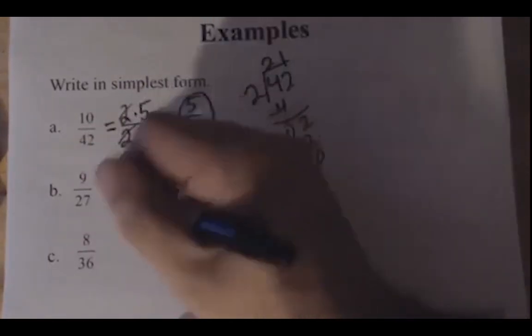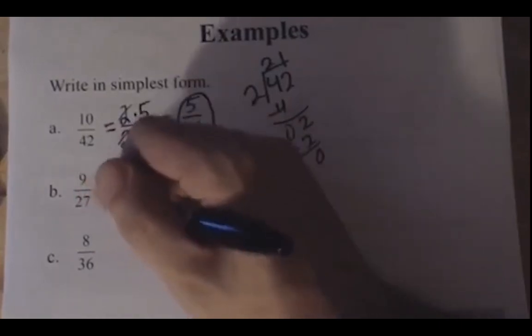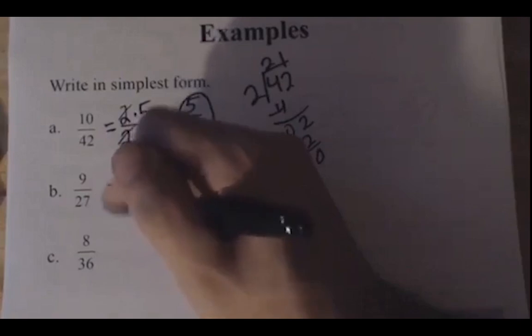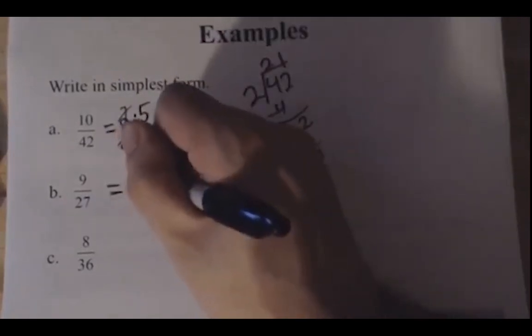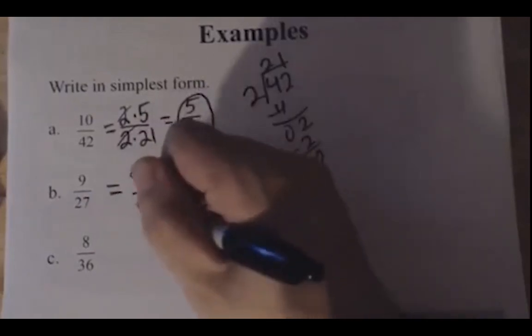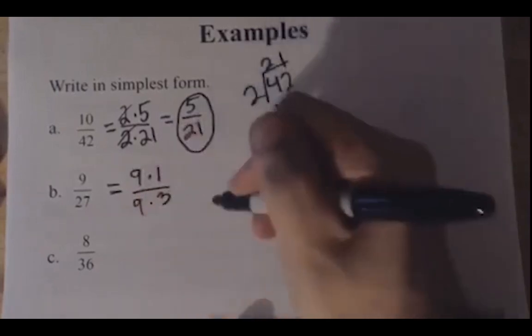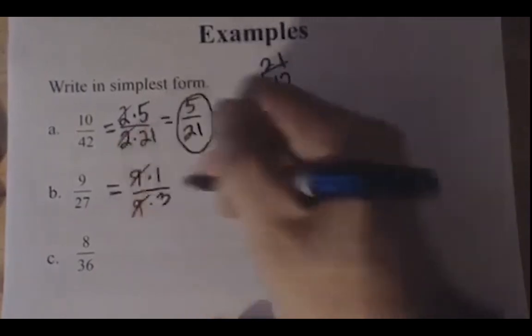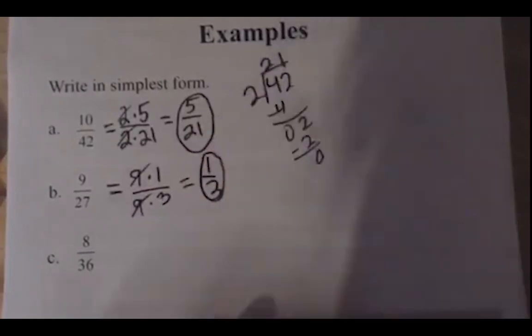Nine 27ths. 9 and 27 have 9 in common. 9 times 1 is 9. 9 times 3 is 27. We can cancel those 9's and get 1 over 3.